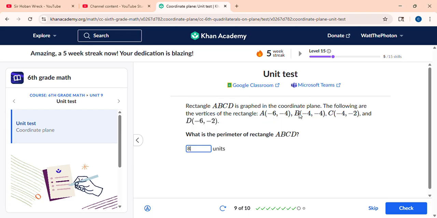Yeah, so that's 2, that's 2, and that's 2, that's 2. So 2 times 2 plus 2 times 2.